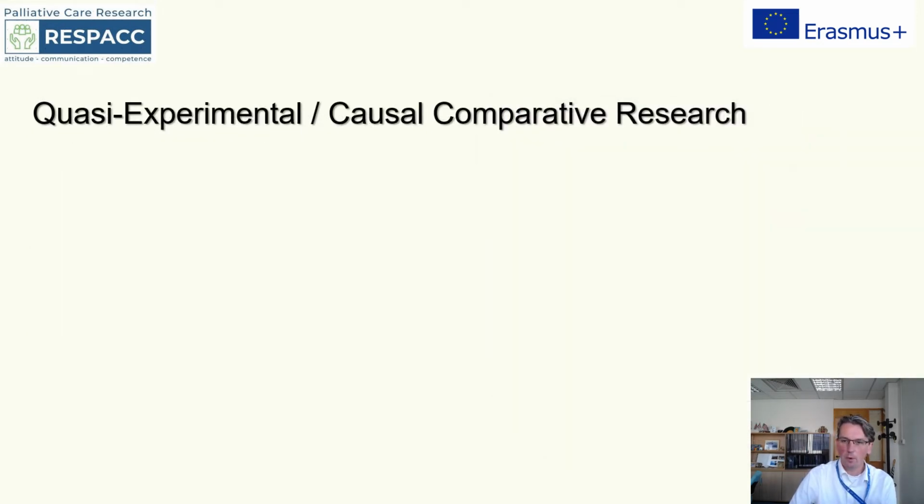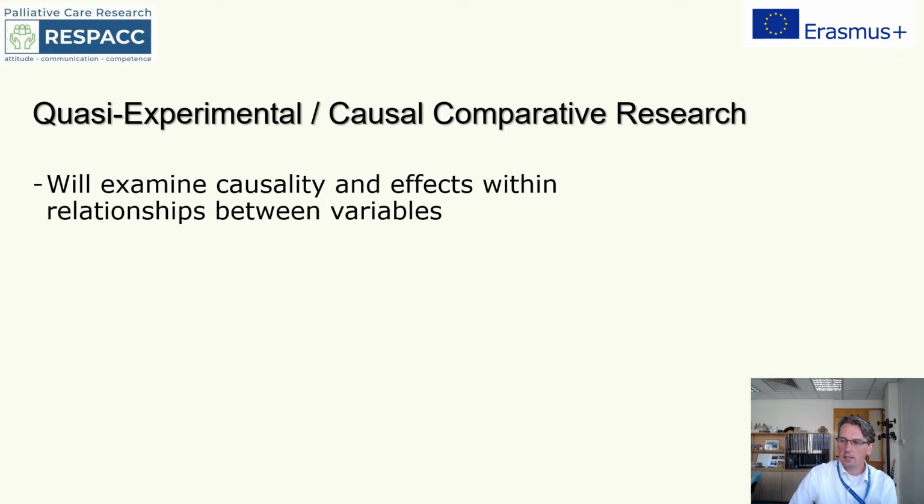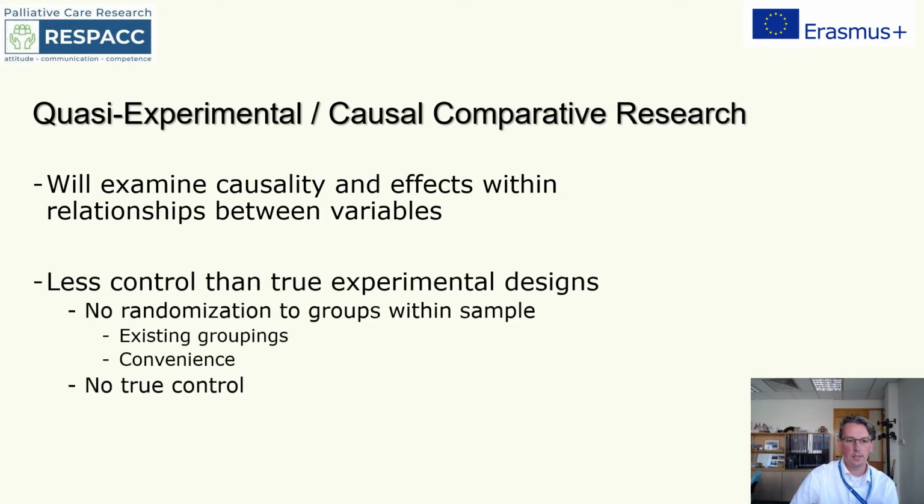Okay, the third thing we want to look at is quasi-experimental or causal comparative research. Again, this does look at causality between different types of variables and tries to mimic closely the natural or scientific method, but there are some limits within quasi-experimental studies. They often happen in what's called real-world settings, and they're useful when there may be limitations to what you can do with your study.